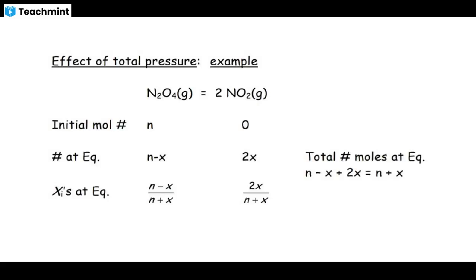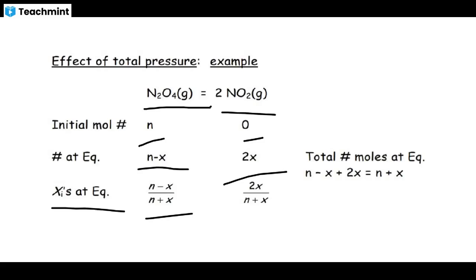Effect of total pressure. Take N2O4 gas decomposing into 2NO2 gas, with initial moles N0. The moles at equilibrium are N minus X and 2X. If you add these you get the total number of moles. The mole fractions at equilibrium are N minus X divided by total moles, and 2X divided by total moles.